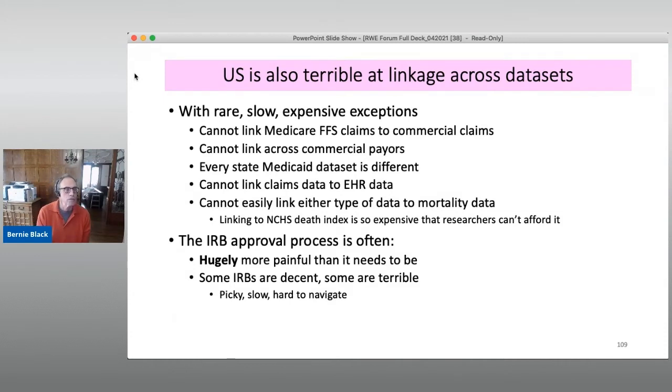One of the absurdities in this space is that CDC collects mortality data and makes it so bloody expensive that researchers can't use it. If you try to link data sets, the IRB process is often hugely more painful than it needs to be. Some IRBs are decent, some are terrible, and it's just random which one you get. Next slide.